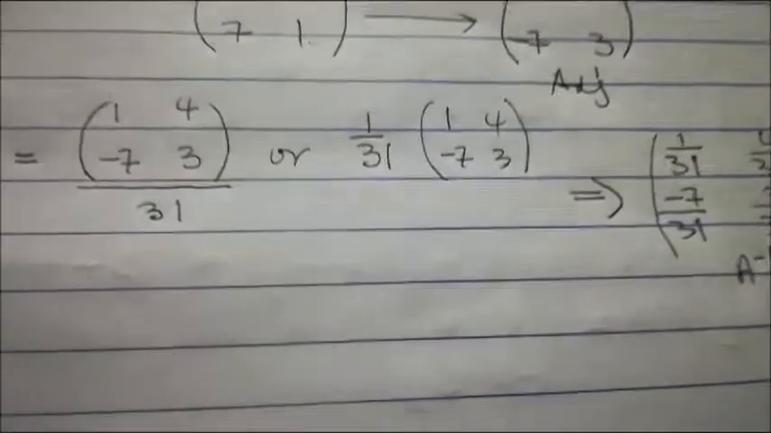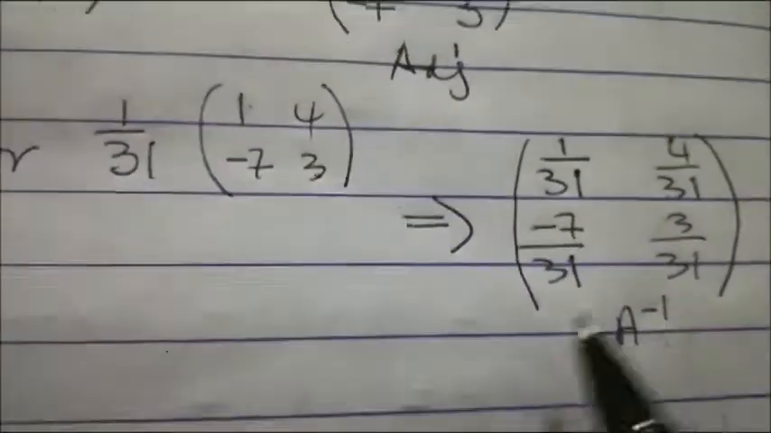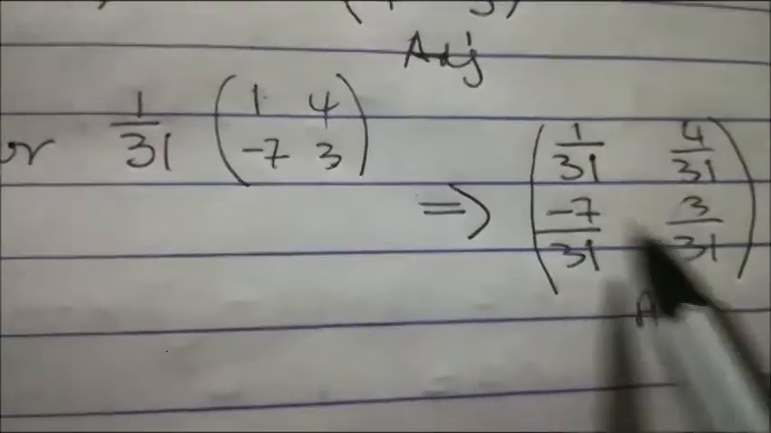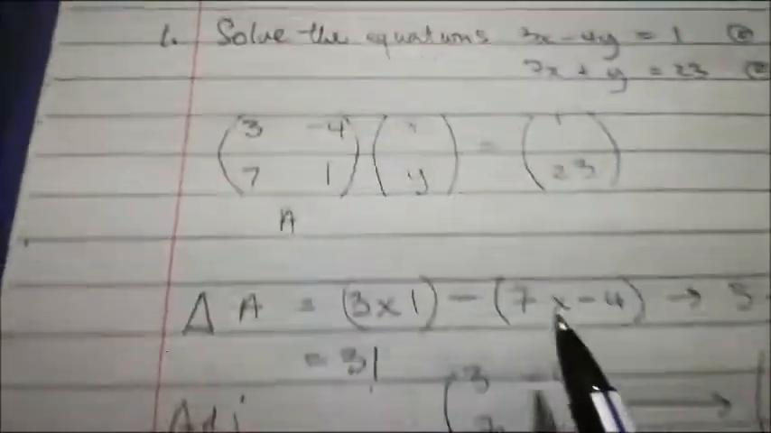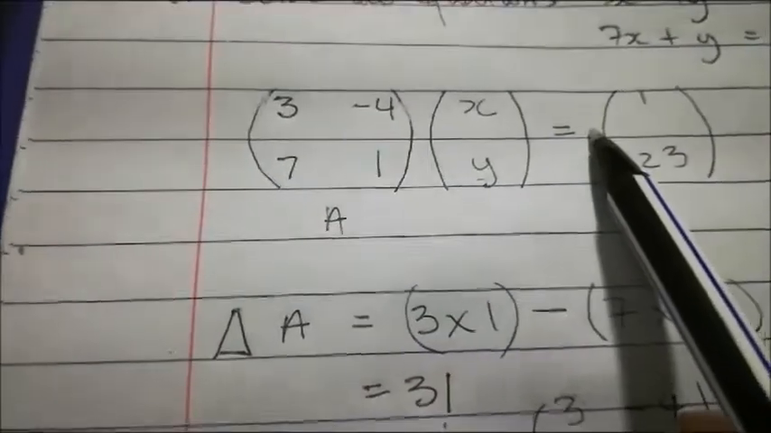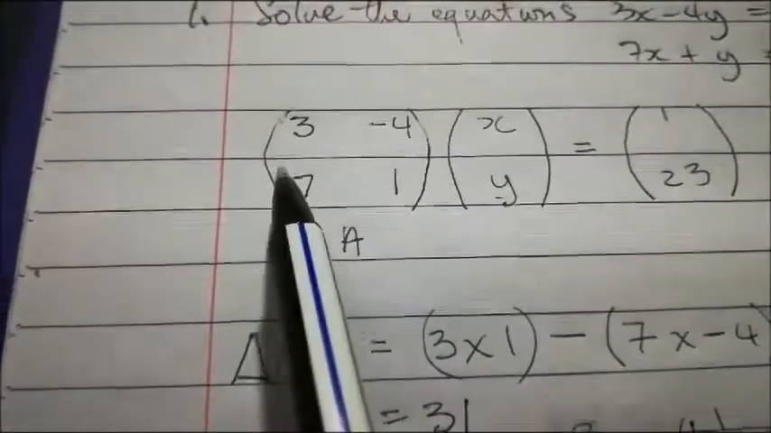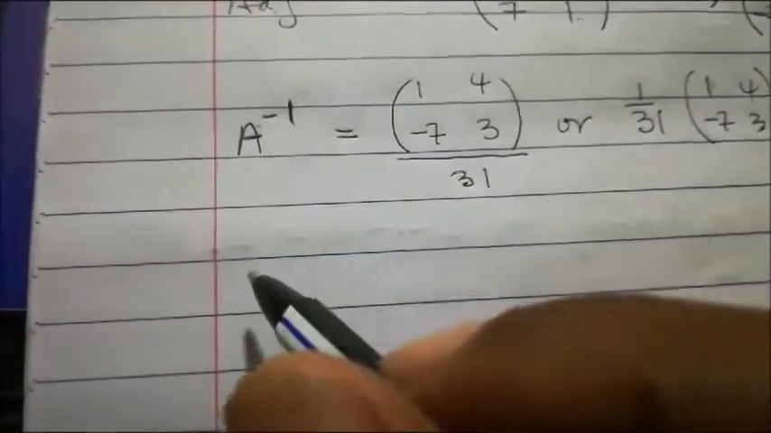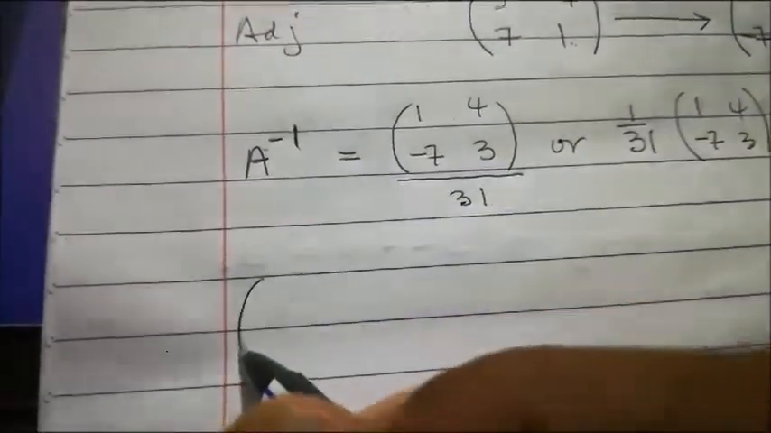Right? Now, what are we going to do with the inverse? We're going to pre-multiply it. We're going to put this inverse before the original matrix, and before this. We're going to pre-multiply it. So the inverse is going to go here.